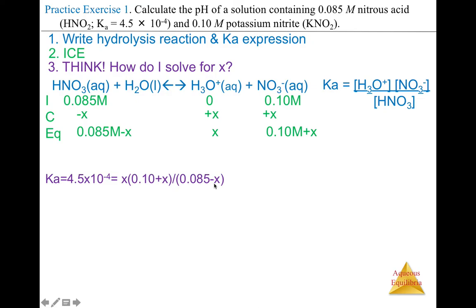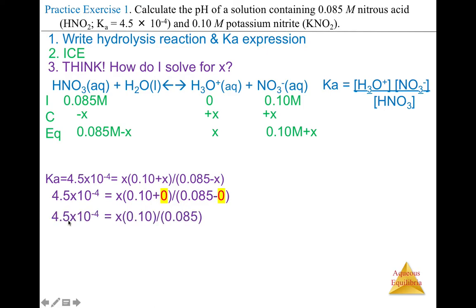One equation, one unknown. We're going to assume that X is much smaller than the number that you're adding it to or subtracting it from. So rewriting that, instead of plus or minus X, we're going to assume 0, and the purpose of this is just to avoid using the quadratic formula. And I end up with Ka equals X times 0.1 divided by 0.085. So solving for X, I multiply both sides by 0.085, divide by 0.1. I got 3.8 times 10 to the negative 4th.